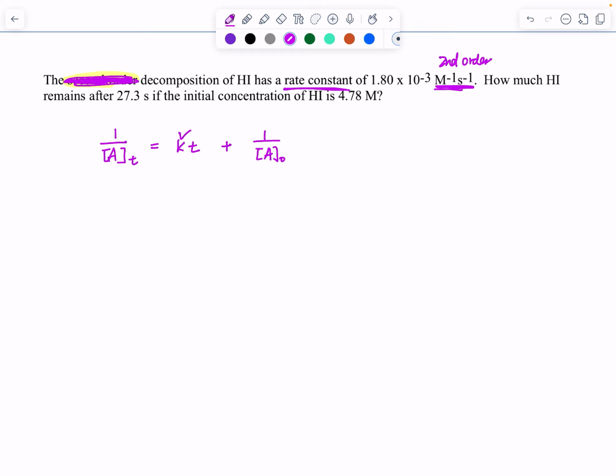And now let's see what's given. It's telling us the rate constant. It's also telling us the time. It's also telling us the initial concentration. It's asking us to solve for the concentration after 27.3 seconds. Very easy, straightforward. Let's plug it in.